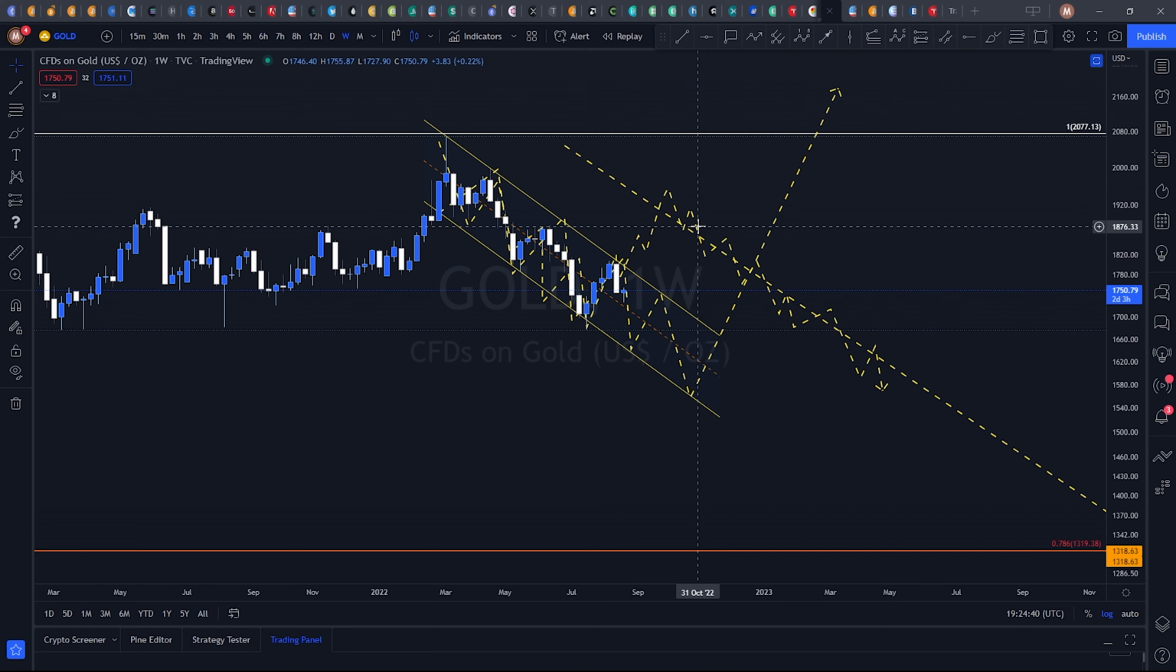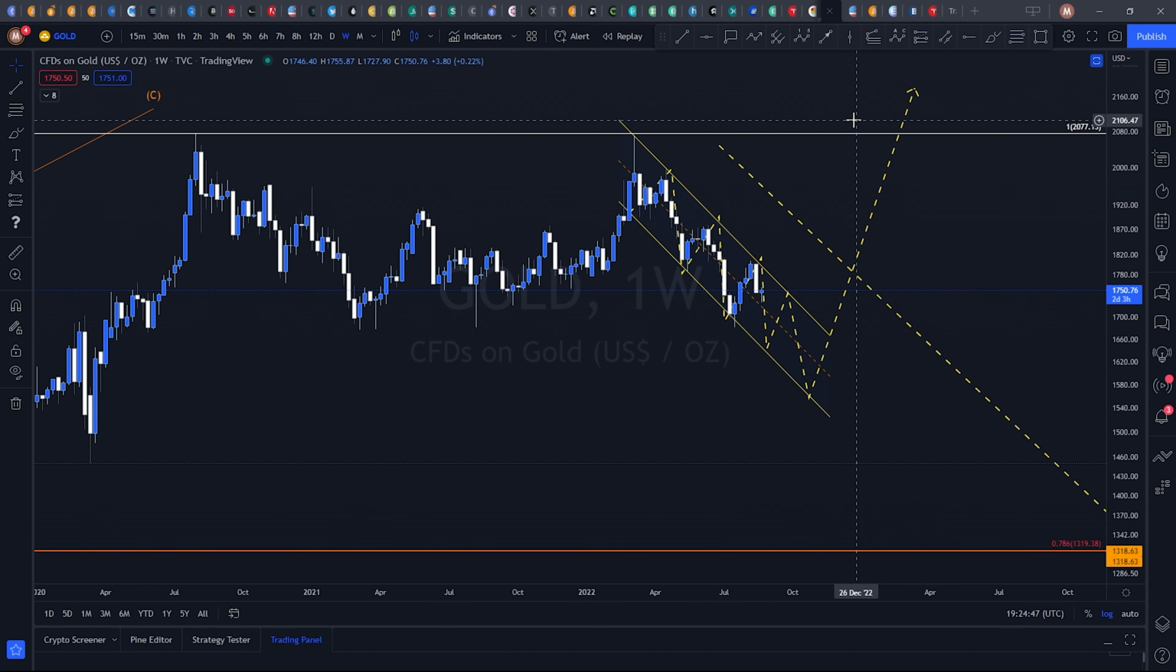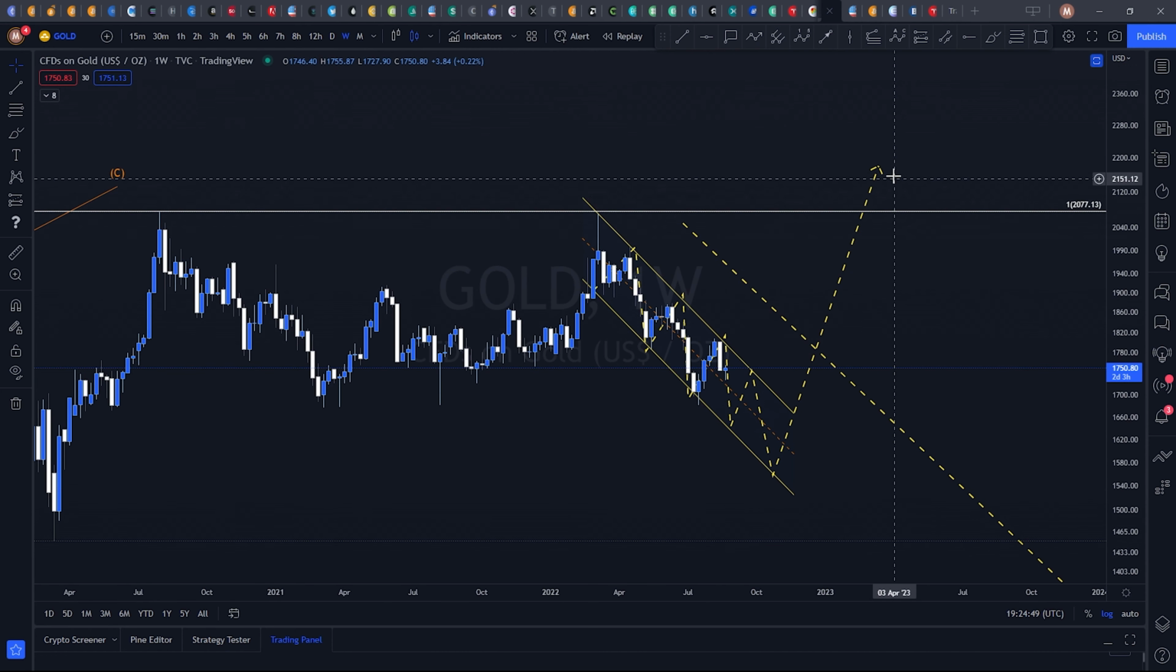Expectations are we break out and go to wherever, but I think this is definitely a breakout scenario. We could retest the highs. That would be a triple top, which would be extremely bad. I'm expecting price to break out above the highs, 2077. Swing price will come all the way up here.